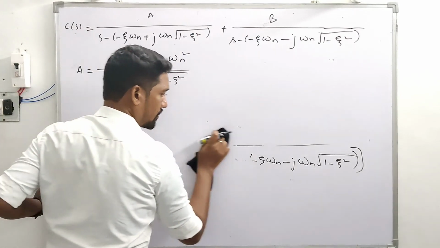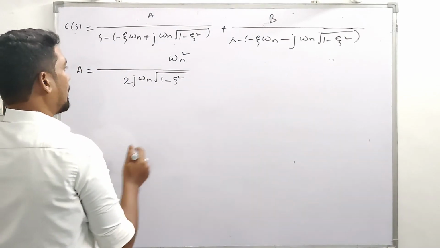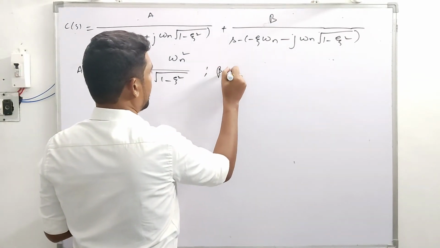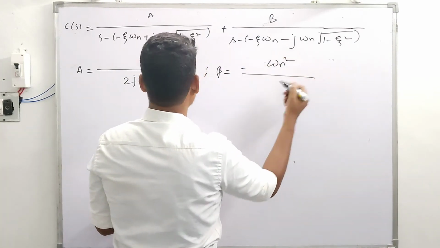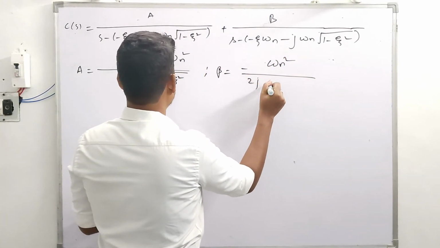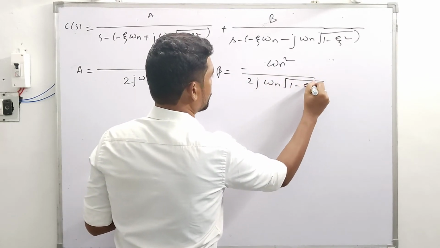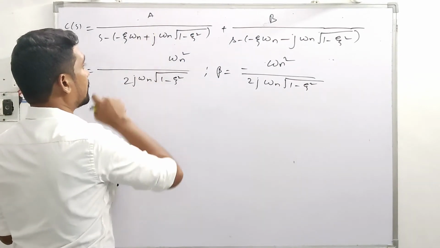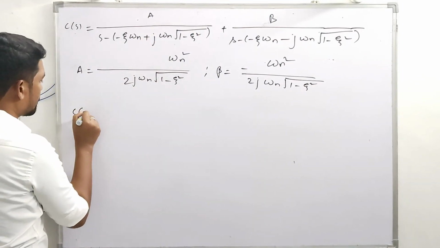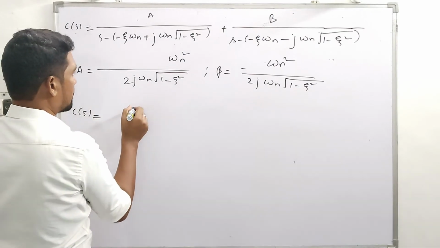So following the same procedure, if we go forward with the b, b will be like the previous one, b will be negative omega n square by 2j omega n into under root 1 minus zeta square. All right, so plugging in the values of a and b over here, what do we have?